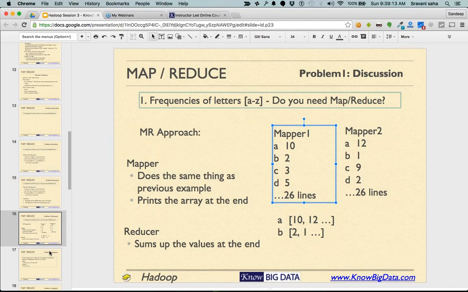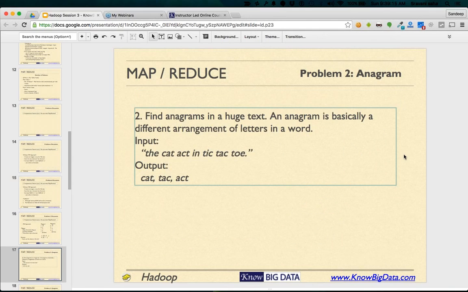All right. Now the next question to all of you. This is a little tricky question. Question to all of you is, you are given a huge text and you have to find anagrams. An anagram is basically a different arrangement of the same word. For example, CAT and ACT are two different arrangements of the three letters A, C and T.